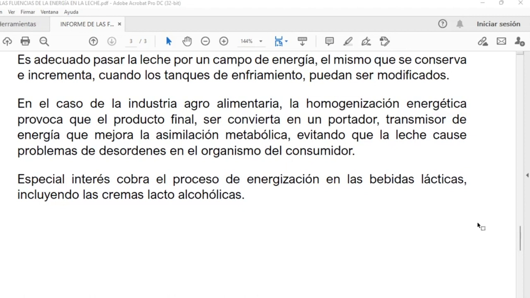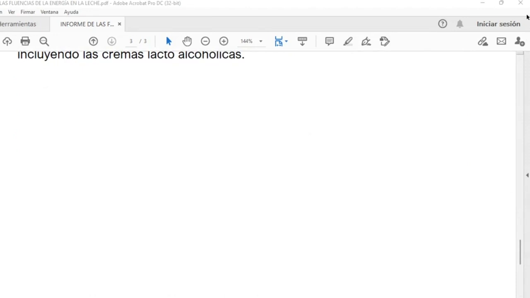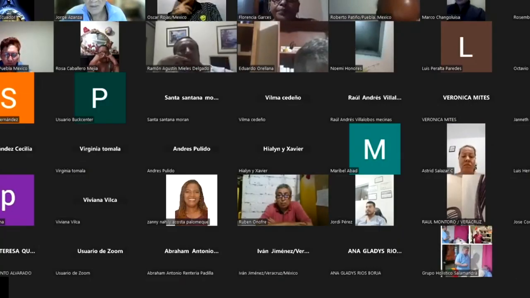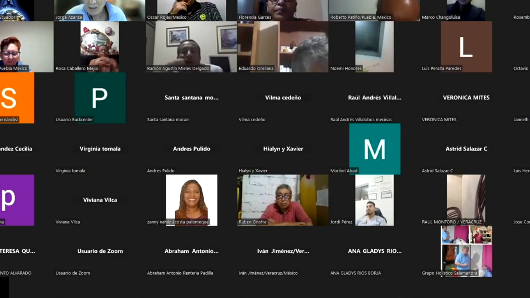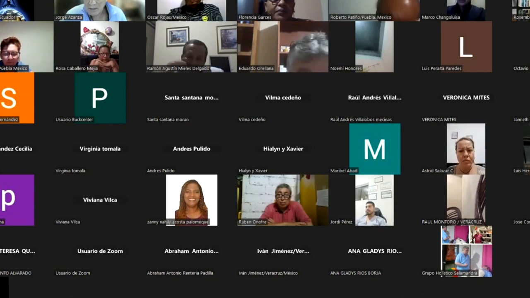It is suitable to pass milk through an energy field, which is preserved and increased when cooling tanks can be modified. In the agri-food industry, energetic homogenization causes the final product to become a transmitting carrier of energy that improves metabolic assimilation. It prevents milk from causing disorders in the consumer's body. The process of energization in beverages, including lacto-alcoholic creams, is of special interest.